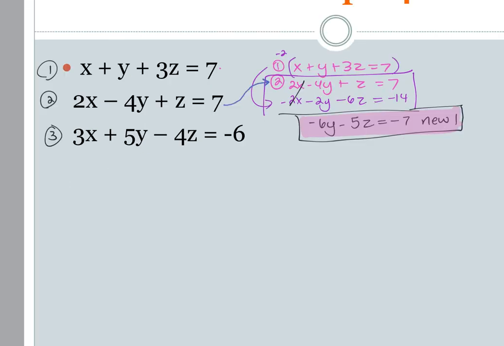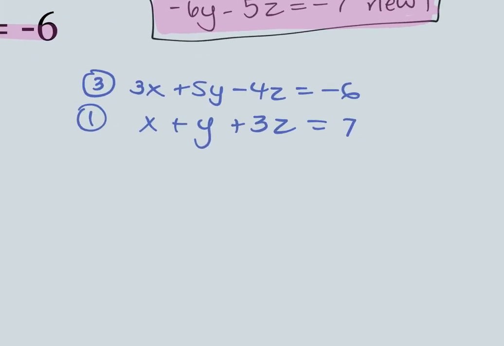I have to use 3 because I didn't use 3 the first time, and I have to cancel x. So I'm going to use 3 with 1 because it's going to be easier to cancel the x from 3 and 1 than it is 3 and 2. So I'm going to do 3 and 1. And I have to cancel the x.